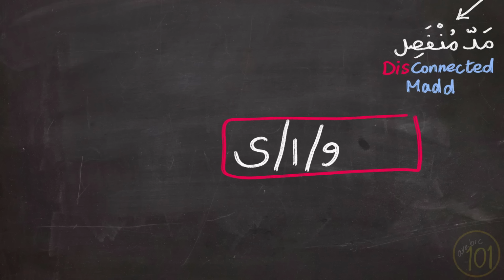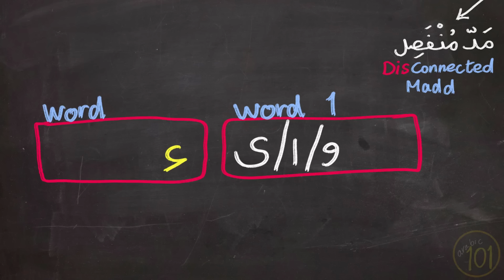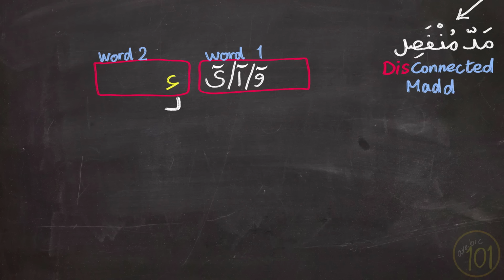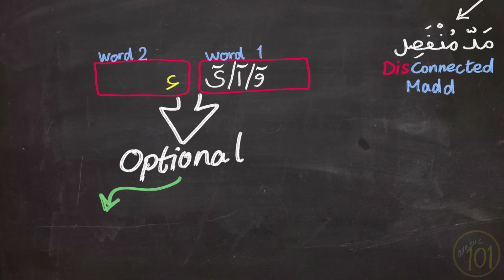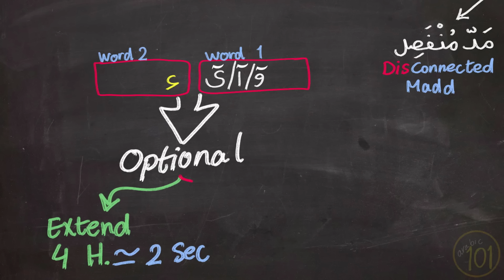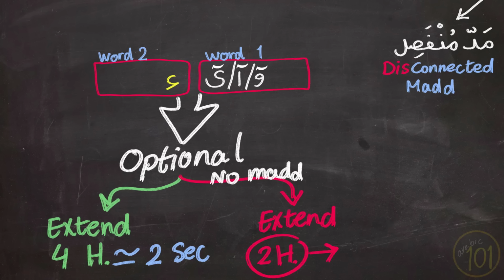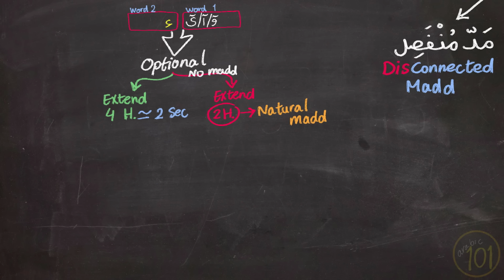So the med letter comes as the last letter of the word, and the hamza, the cause of the med, comes as the first letter of the following word. And when this happens, you may or may not extend for 4 harakat, or about 2 seconds. It is optional. But if you choose not to extend, then you mustn't forget that this letter will still get the natural med of 2 harakat. Like in these examples.